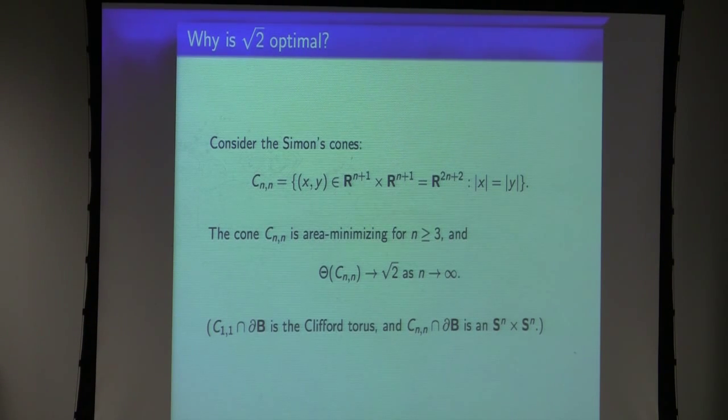These cones are generalizations of the Clifford torus. Okay, so for n greater than or equal to 3, all these Simons cones are area minimizing. They are topologically non-trivial, and their densities go to square root of 2 as n goes to infinity.